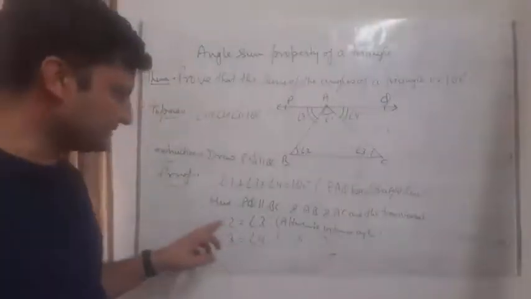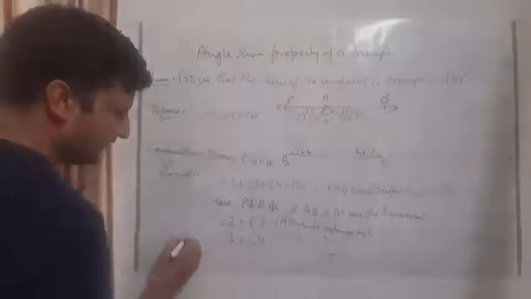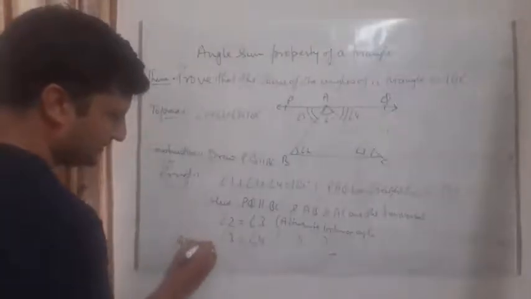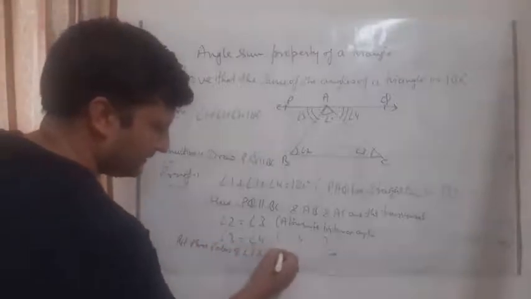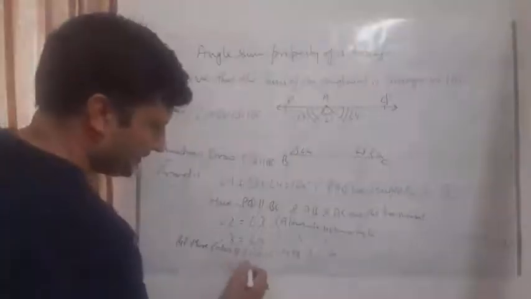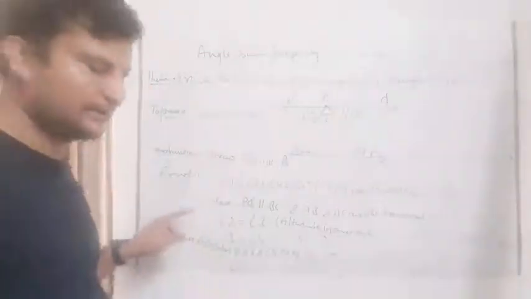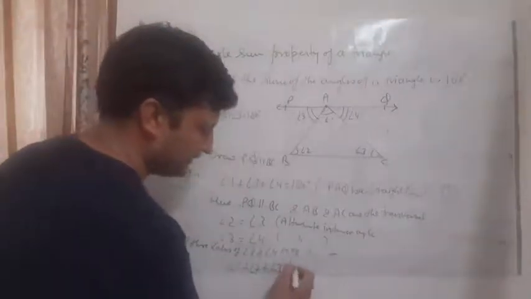We have to put these values of angle 3 and angle 4 in equation number 1. You can write it: by equation number 1, put these values of angle 3 and angle 4 in equation number 1. What we will get, students: angle 1, and in place of angle 3 we put angle 2, and in place of angle 4 we put angle 3, equal to 180 degrees. So what we had to prove, this is it: angle 1 plus angle 2 plus angle 3 is equal to 180 degrees.